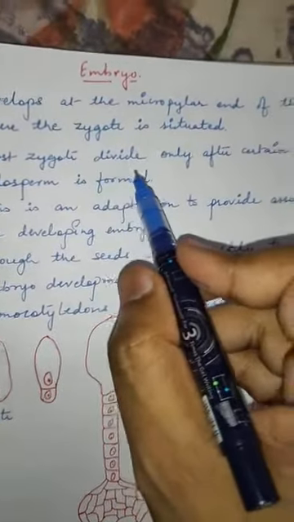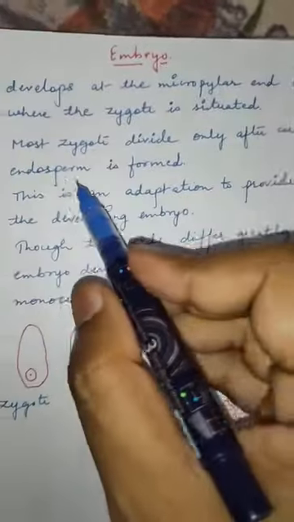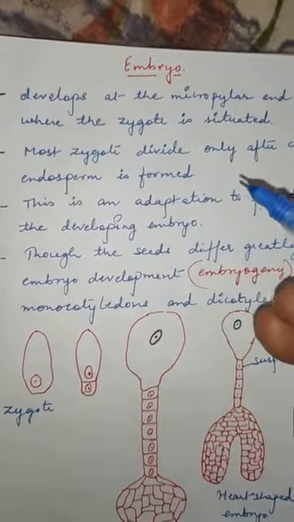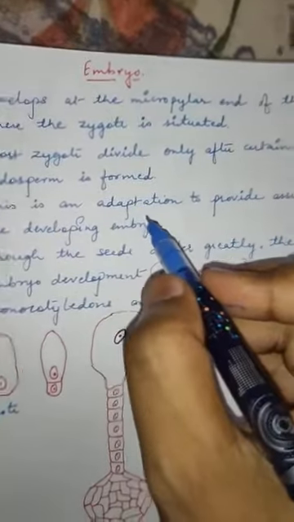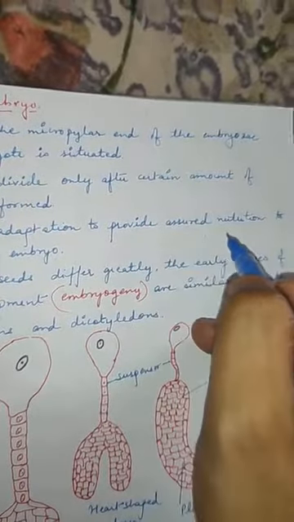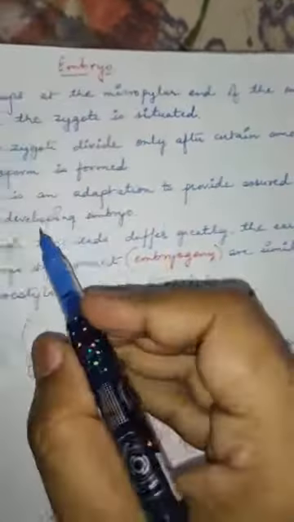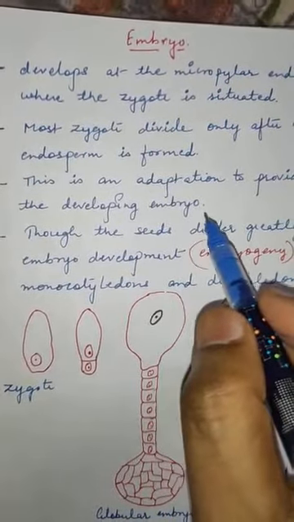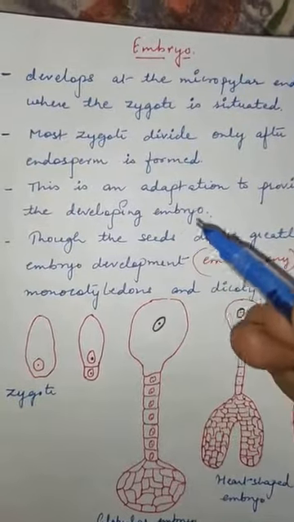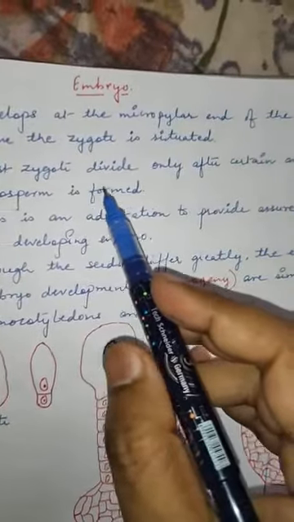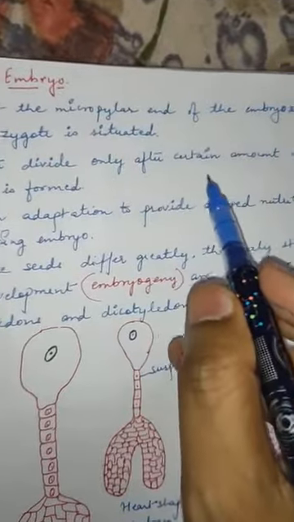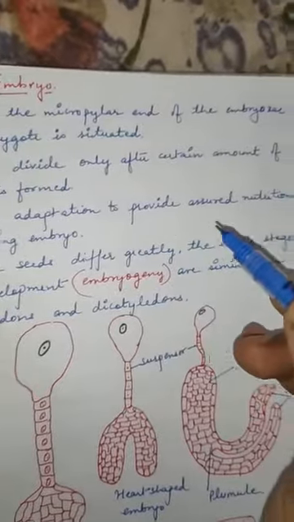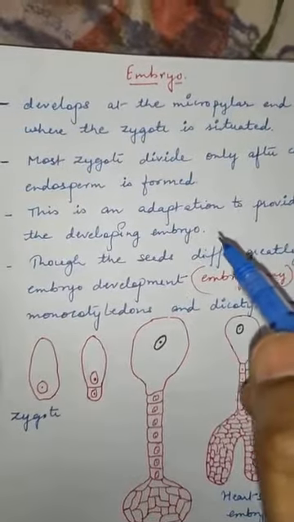Most zygotes divide only after a certain amount of endosperm is formed. Why is it so? This is an adaptation to provide assured nutrition to the developing embryo, right? The developing embryo has a nutrition requirement. Where will that nourishment come from? It will come from the endosperm. So when will the zygote divide? When it gets a certain amount of endosperm. Endosperm will provide the nutrition, and after that it will develop. Clear?